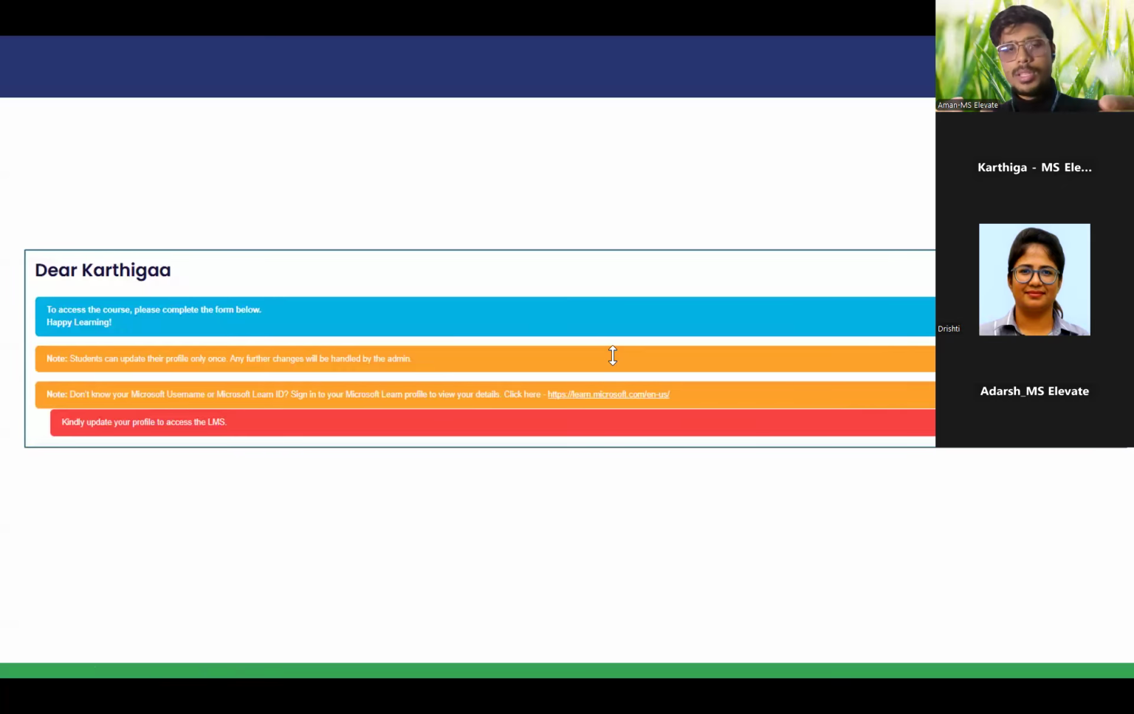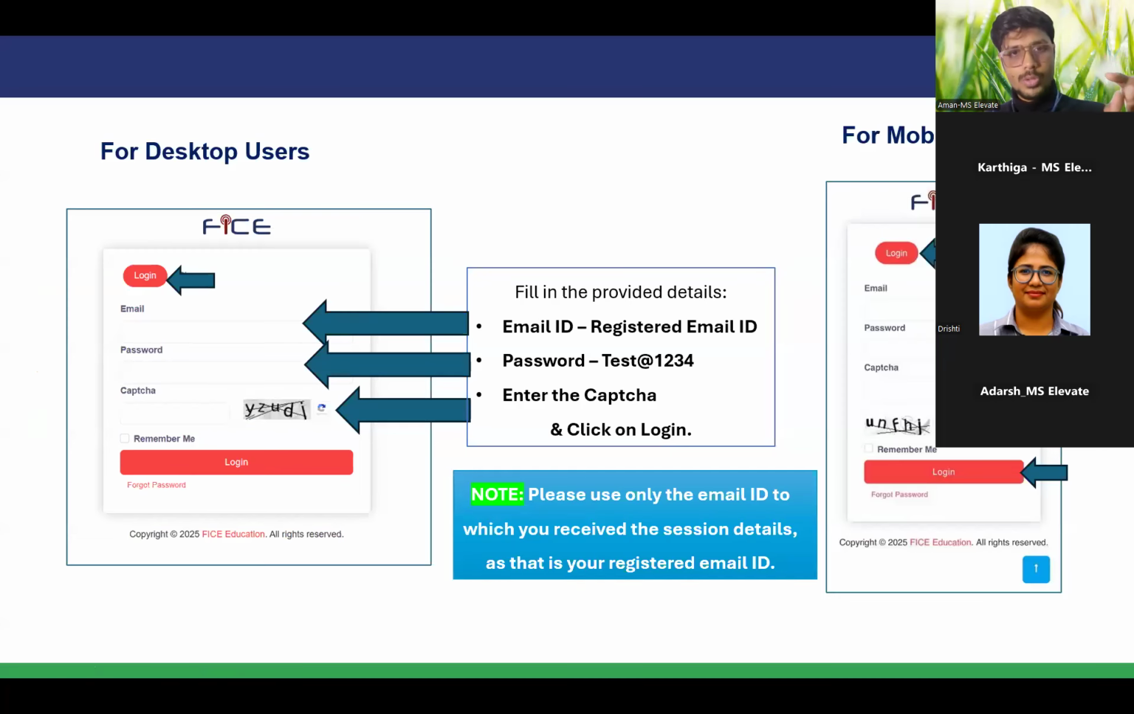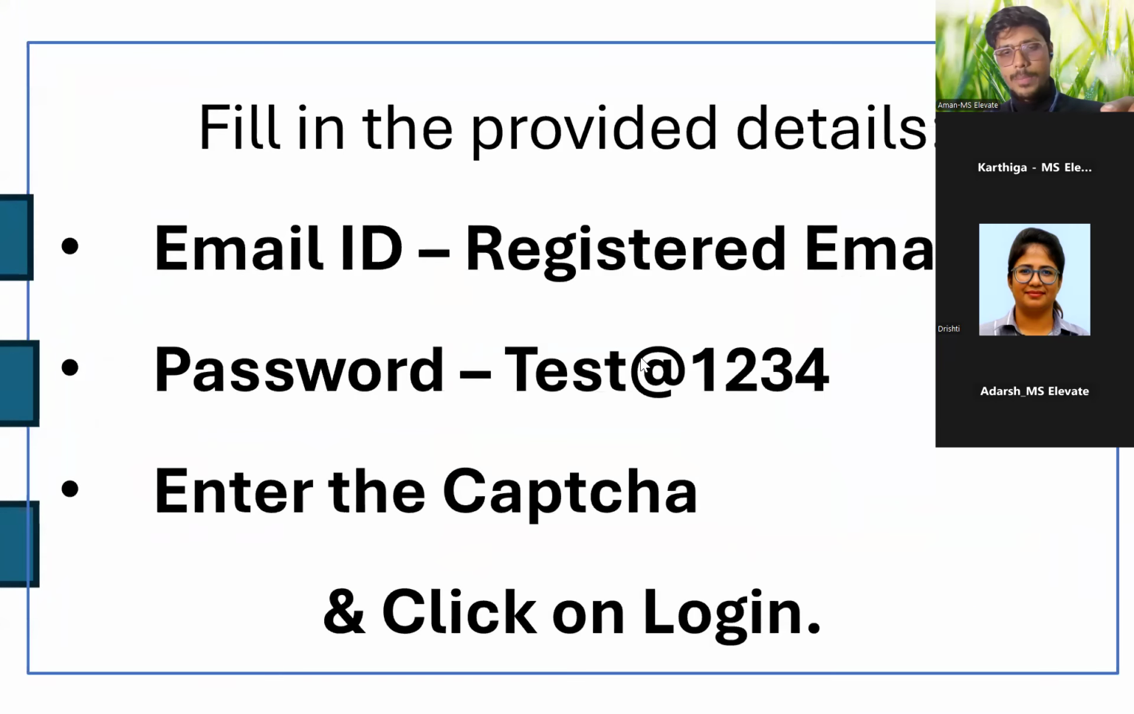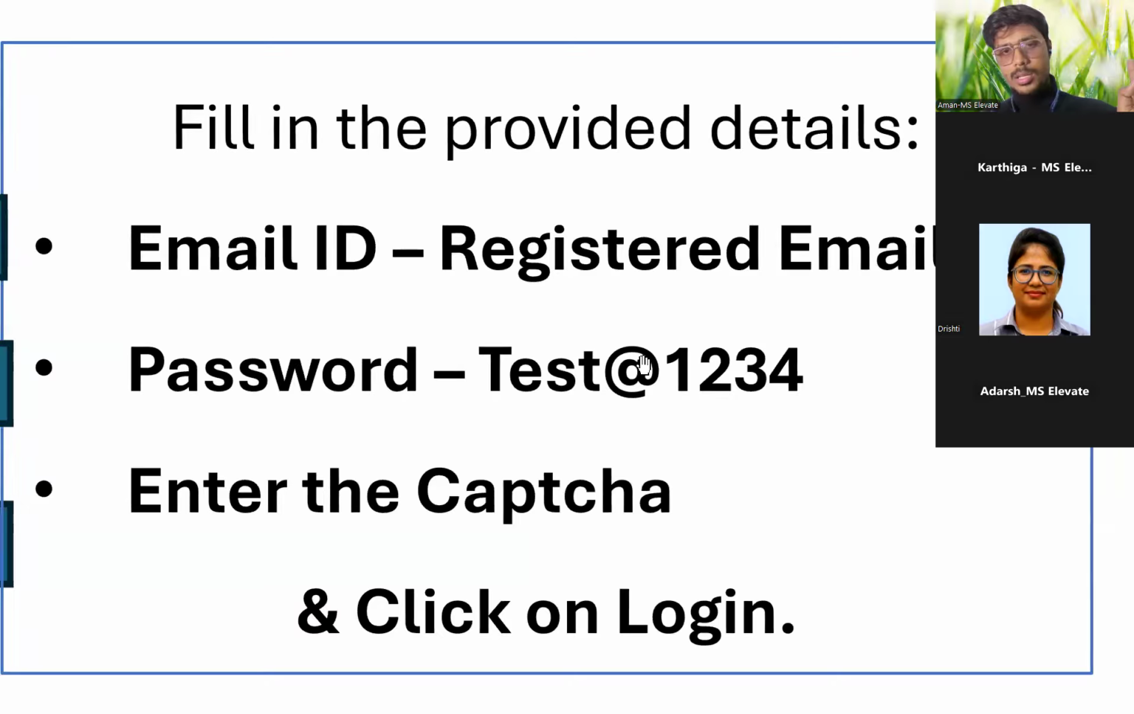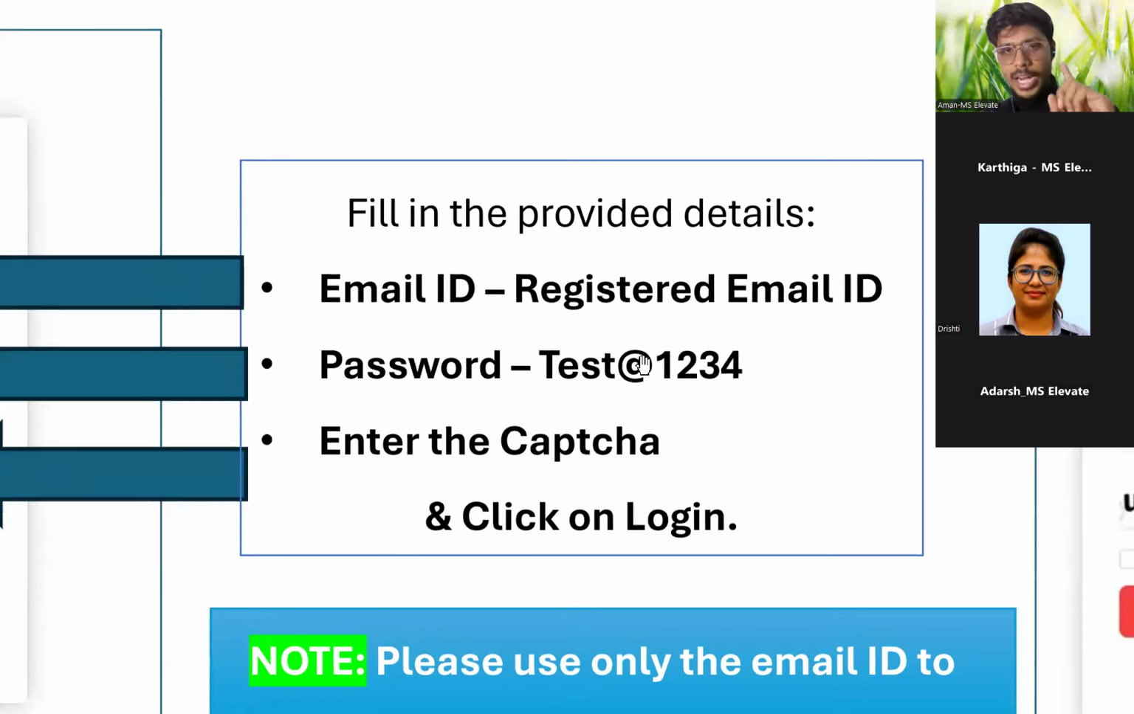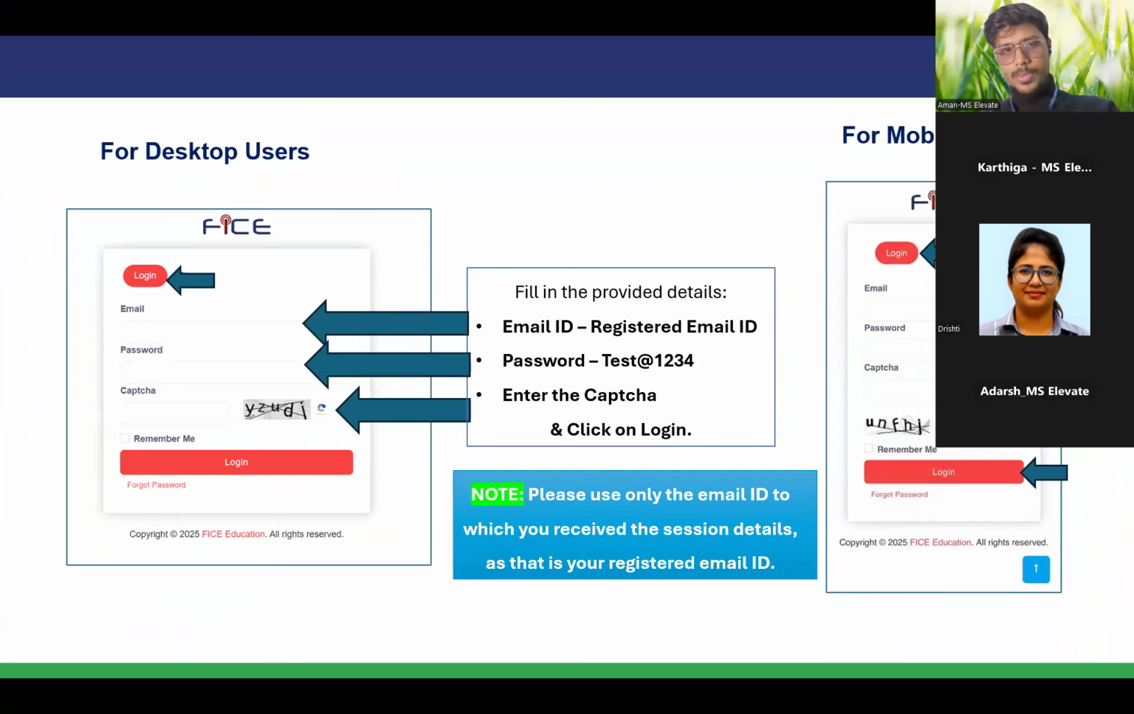There is no mail that contains your mail ID and password. Password is simple, Test@1234. This is for everyone. Okay? You can change it later. For right now, this is for everyone. Test@1234. Okay? For everyone.